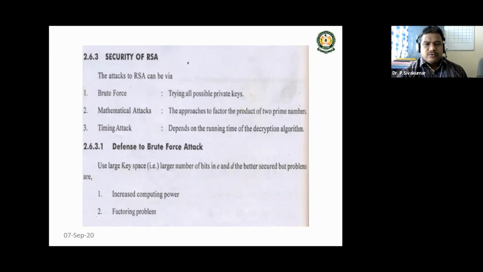Another attack we can use against RSA is a timing attack. It depends on the running time of the decryption algorithm. It is a special kind of attack, depending upon the running time of the decryption to find the plain text from the ciphertext. So these 3 attacks are normally used by attackers against RSA.